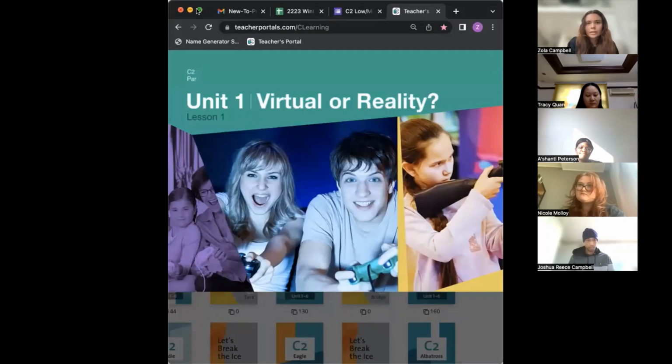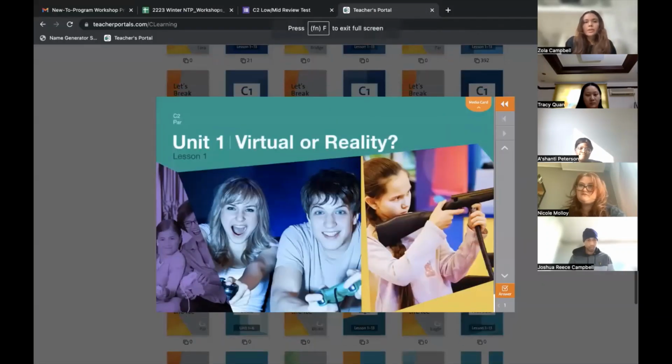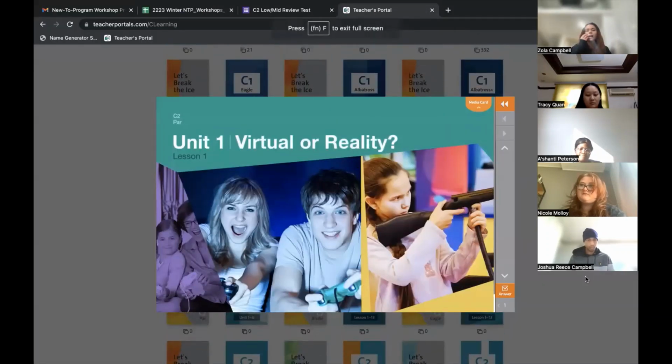But for now, I will bring up the SMART textbook and show you guys basically just how I would do the class. All right, so I'm going to be using C2 PAR, which I'm sure some of you guys will be teaching at some point just because I'm familiar with this lesson, but the lessons are pretty much the same based on the levels. It's just the topics that vary.